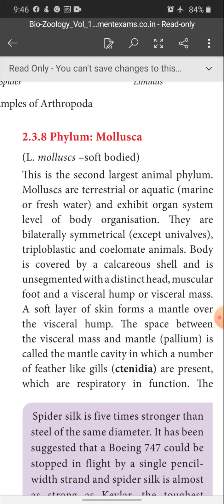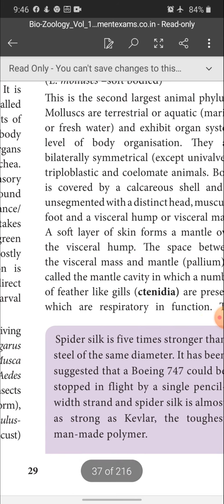Body is covered by a calcareous shell and is unsegmented with a distinct head. Muscular foot and a visceral hump or visceral mass are present. A soft layer of skin forms a mantle over the visceral hump. The space between the visceral mass and mantle is called mantle cavity, in which a number of feather-like gills are present which are respiratory in function.